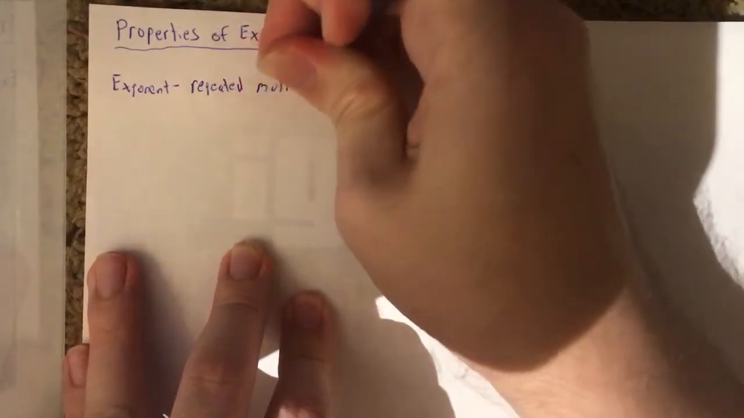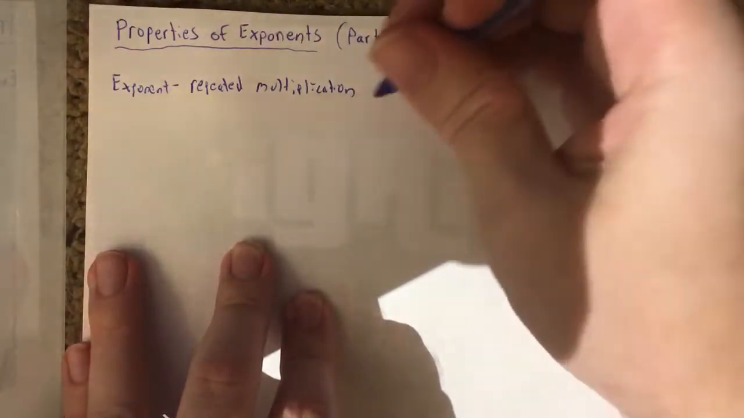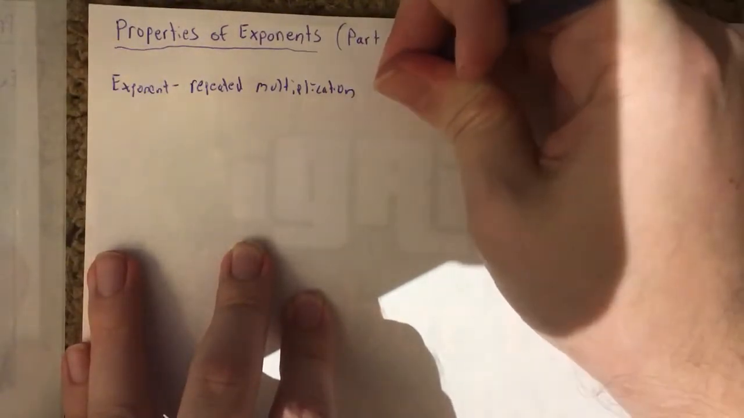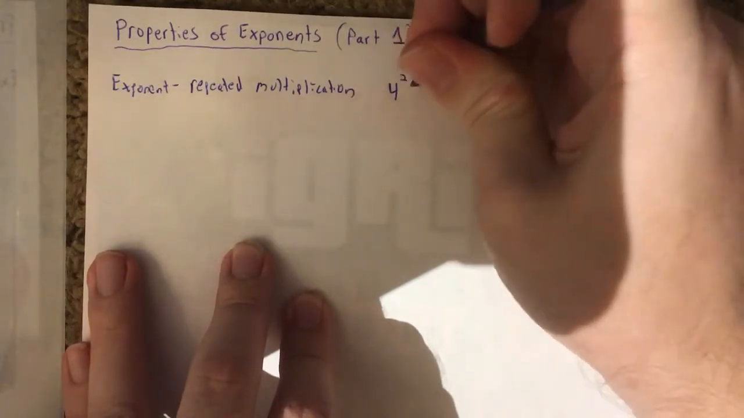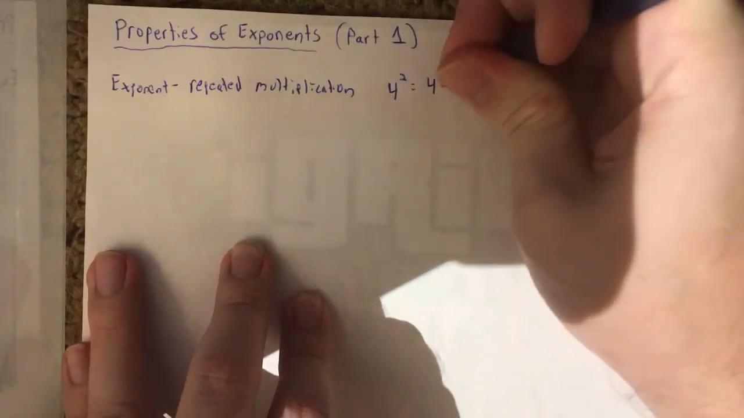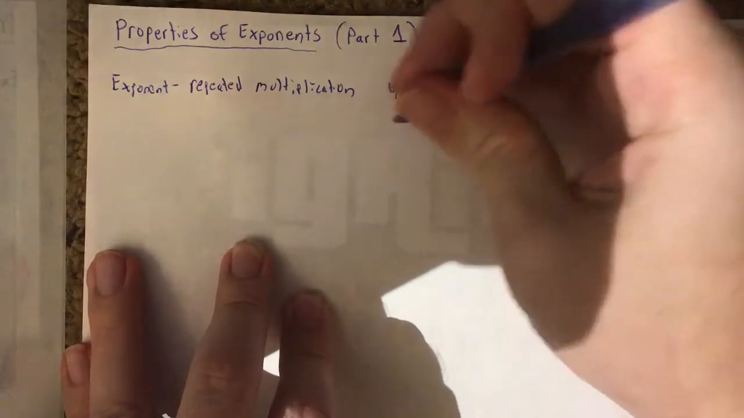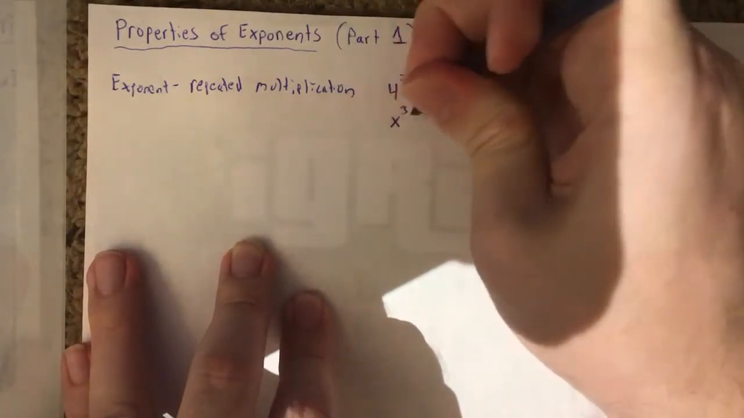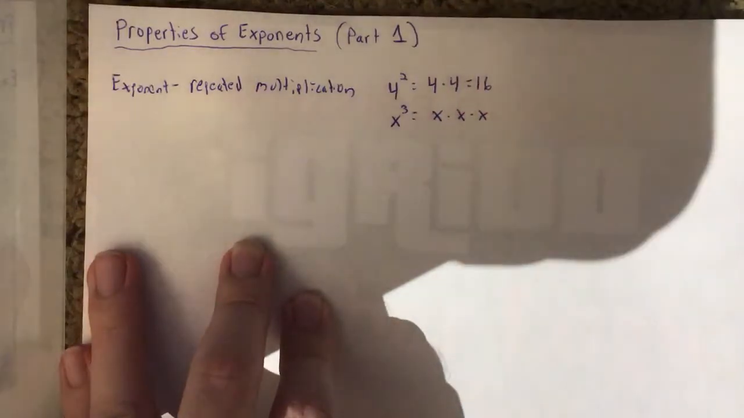So just to review, remember that an exponent really just means repeated multiplication. For example, if I had 4 to the second power, this just means 4 times 4, which is 16. If I had x to the third power, this just means x times x times x.